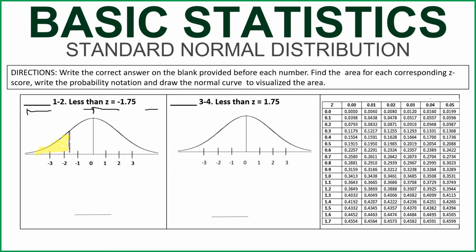Bakit sa left side? Kasi less than. Sinabing less than, mababa sa negative 1.75. Ano yung mga numbers na mas mababa sa negative 1.75? Eh di yung mga negative numbers papunta sa left. Kasi kapag pumunta ka naman sa right, positive na sila. So, i-shade na natin tong portion na to. So, eto yung kukuhanan natin ng area.